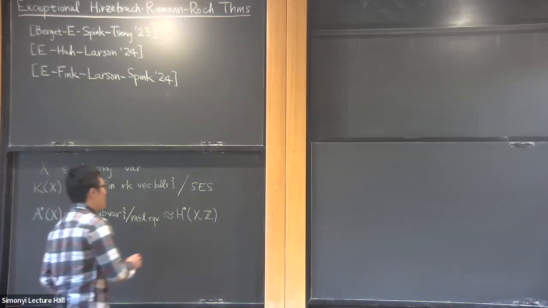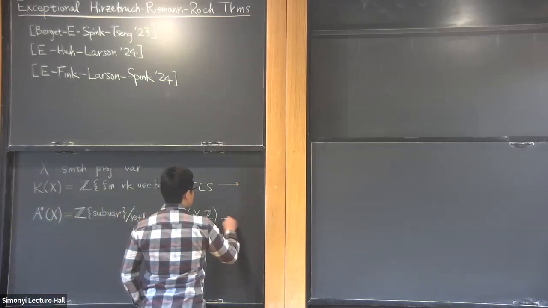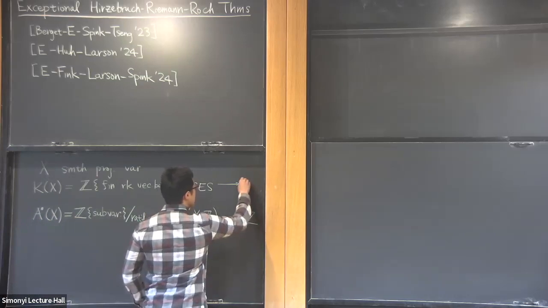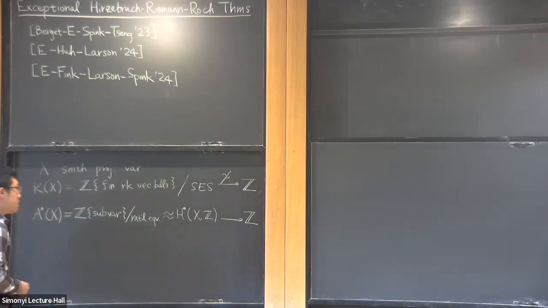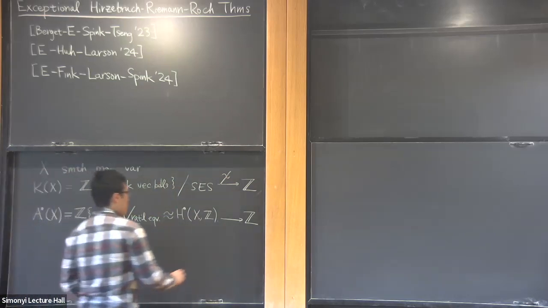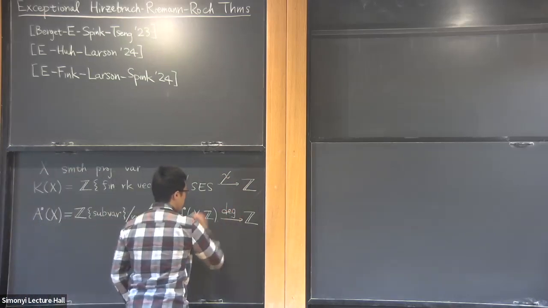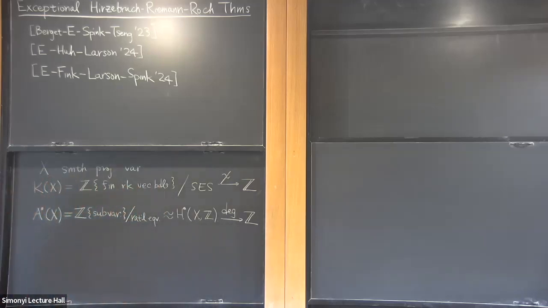And both of these rings have a distinguished map to the integers. Well, for the first one, you take the sheaf Euler characteristic. And for homology, you can take the degree map, or if you're thinking topologically, capping with the fundamental class, and so on.